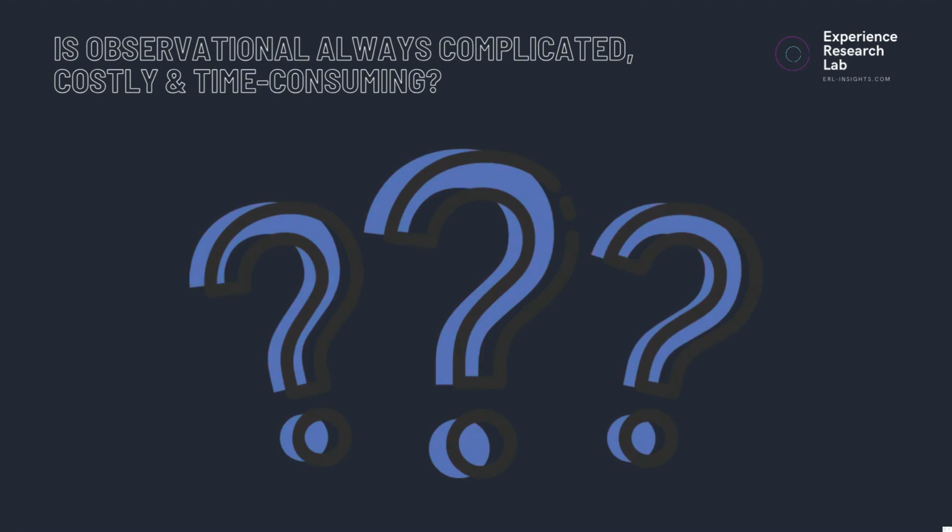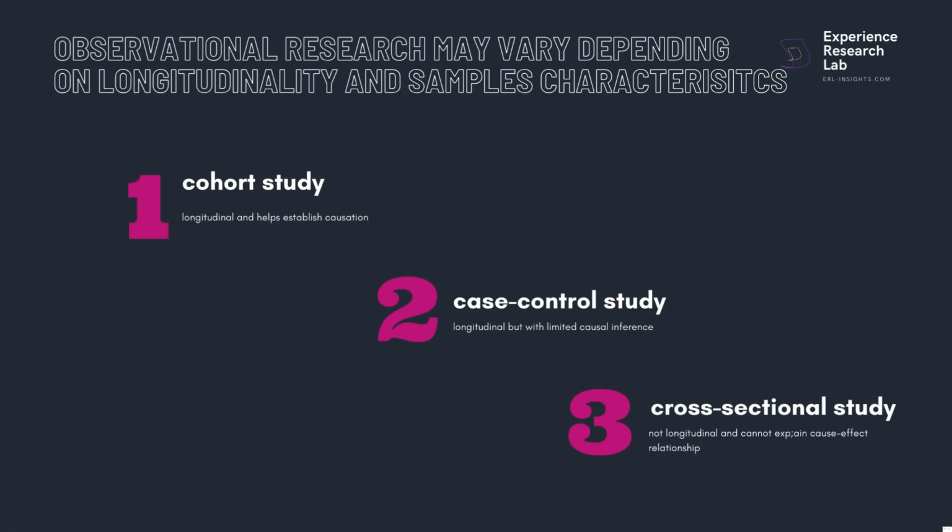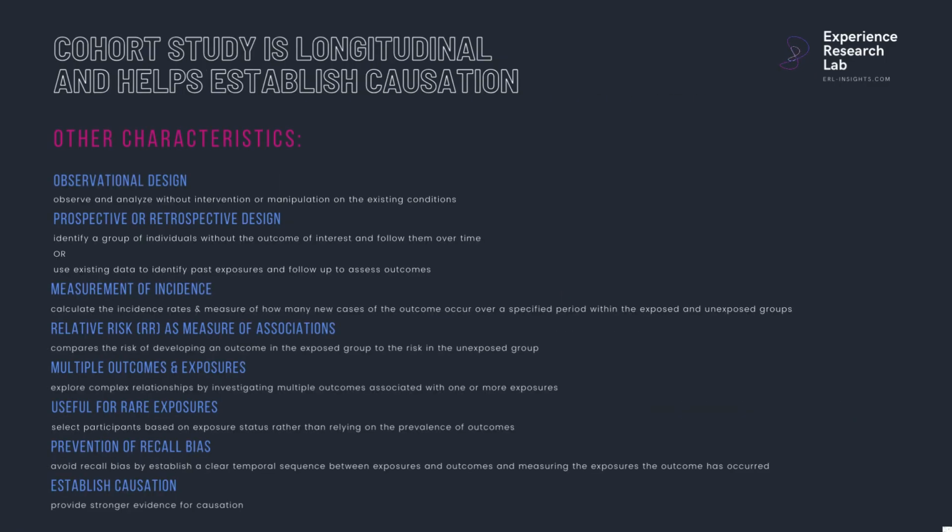As researchers, actually, you are the ones to define the characteristics of the subjects, the length of the study, and the intervention or treatment required. Based on the longitudinality and samples required for the study, there are three types of observational research. The first one is cohort studies, the second one is case control studies, and the third one is cross-sectional studies.